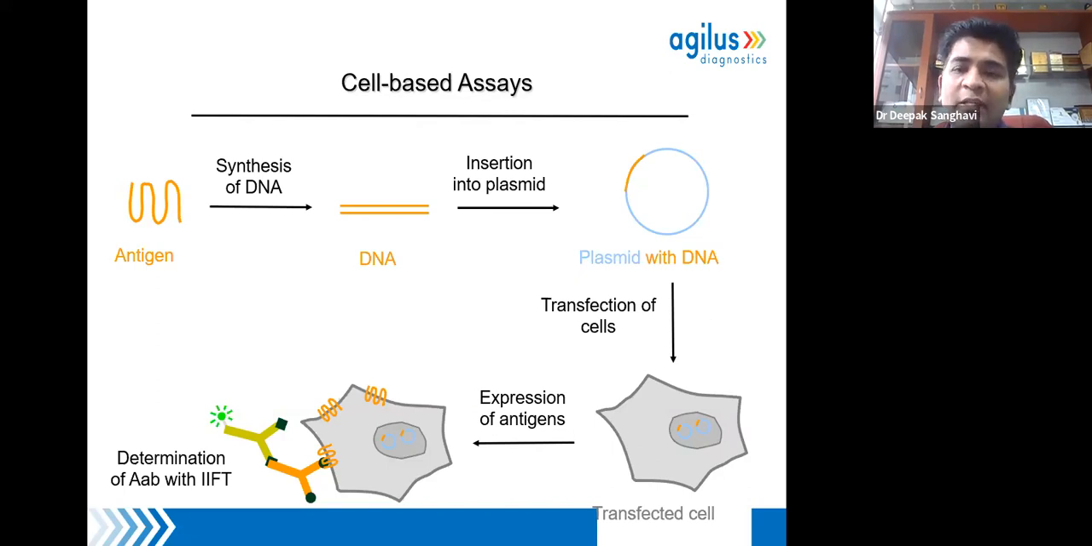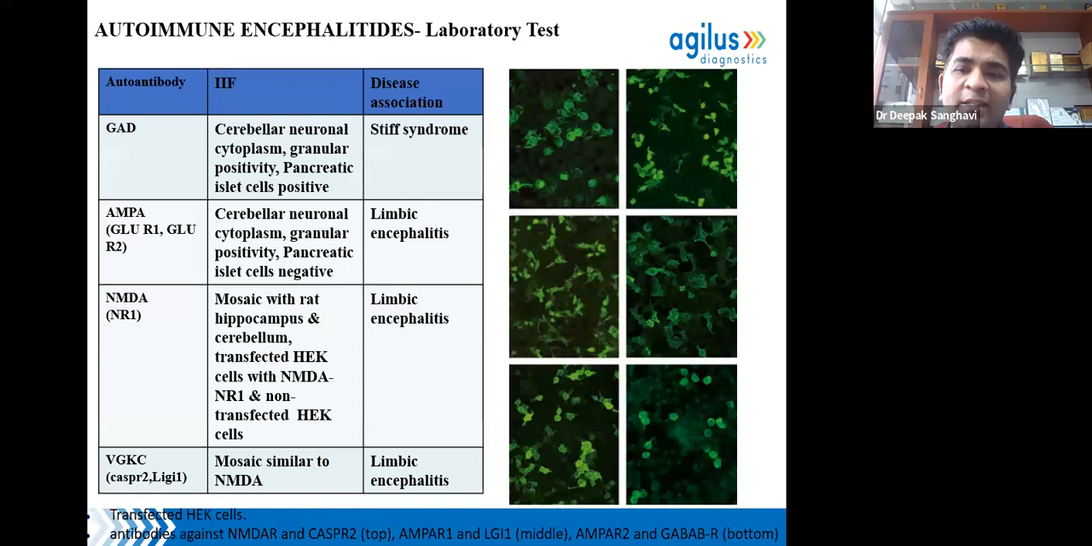So you will see the slides like this. As you can see on the right side, you have transfected HEK cells. All these are different types of HEK cells. Some may be round, some you see with projections, and depending on the positivity, it's very easy to diagnose. Fluorescence is positive, non-fluorescence is negative, but you have to have some control areas also for more specific reporting. So here are the biochips of NMDA, CASPR2, AMPA, LGI1, and GABA.